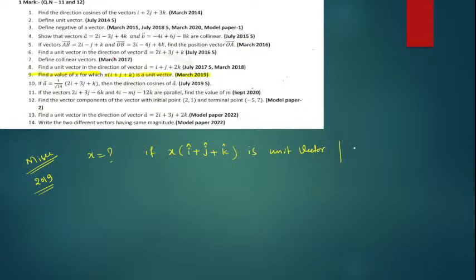So unit vector means, suppose if a is a given vector, it is said to be a unit vector if its magnitude must be equal to what? 1. So this is a condition for a unit vector.